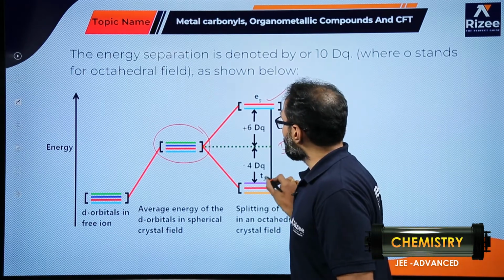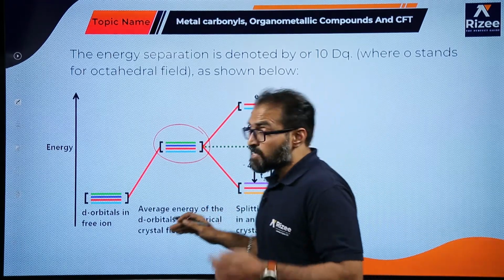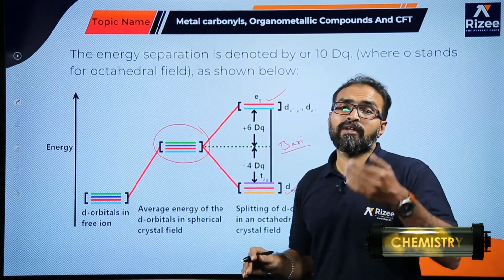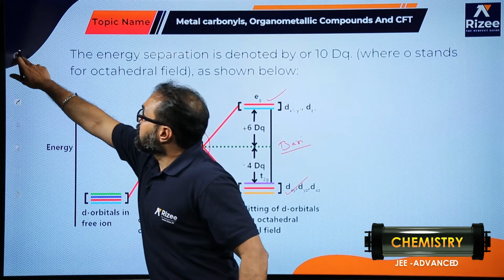First electrons will enter into the T2g, and only then will they enter into Eg. Why will they enter T2g first? Since T2g has lower energy when compared to Eg, electrons first enter the T2g, followed by the Eg orbitals.